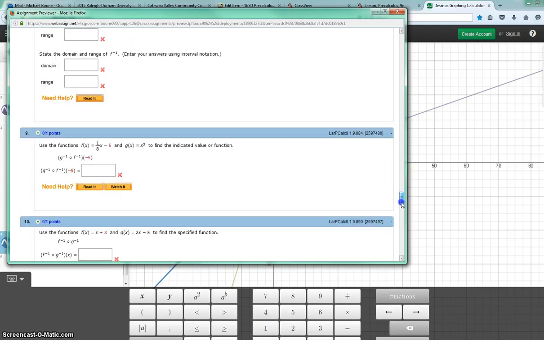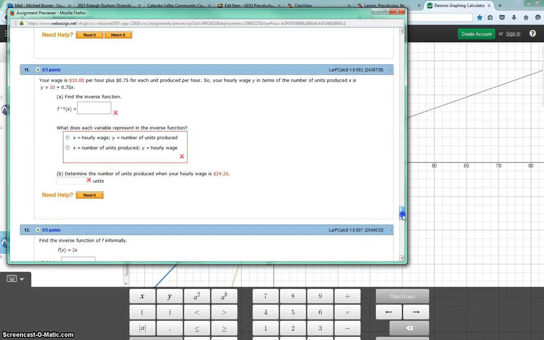And then I wanted to talk about a word problem, number 11. It has your wages at $10 per hour plus 75 cents for each unit produced per hour. So your hourly wage is determined by this. Now if we found the inverse function of this, like my hourly wage is y, the number of pieces is x, the inverse function would say, if my hourly wage is this amount, how many pieces did I make? So it would be solving for the other variable.